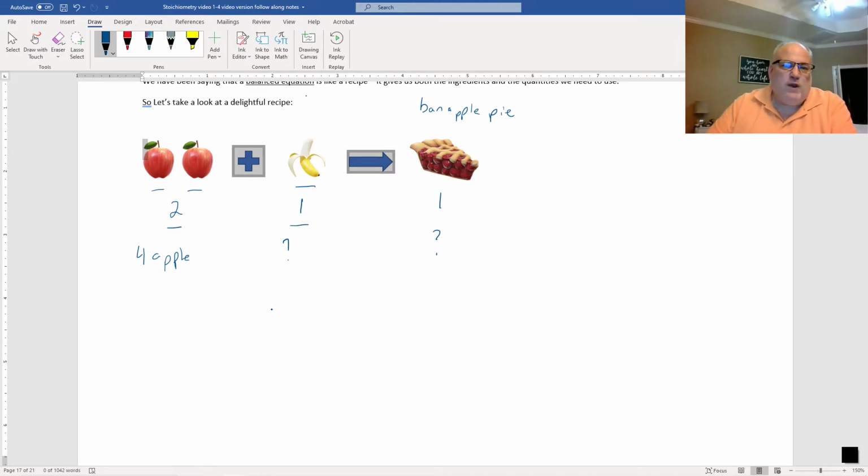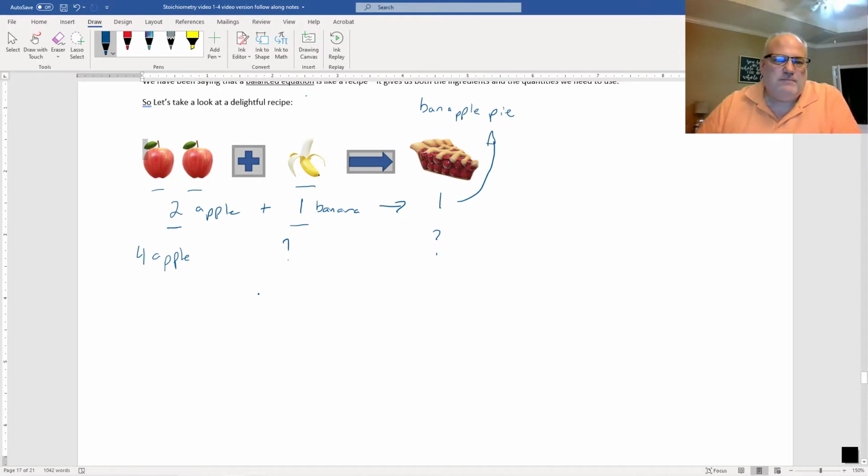If this was an equation, we wouldn't have drawn these out. We would have actually had the coefficients written like this: 2, 1, 1, and then behind it we would say 2 apple plus 1 banana gives us 1 banapple pie, right? But I want to remind you of how ratios work.